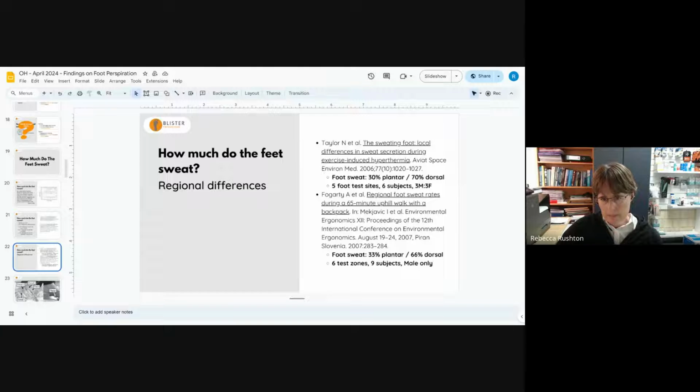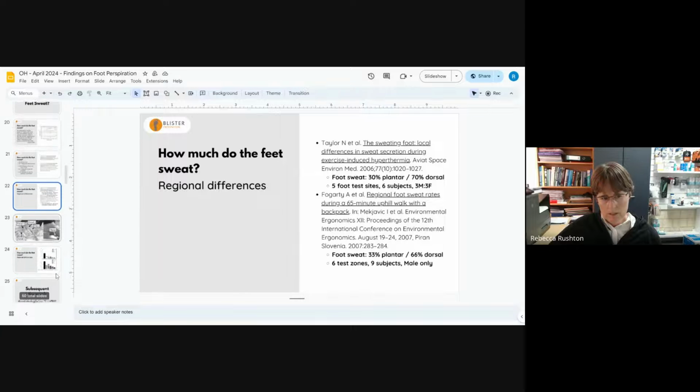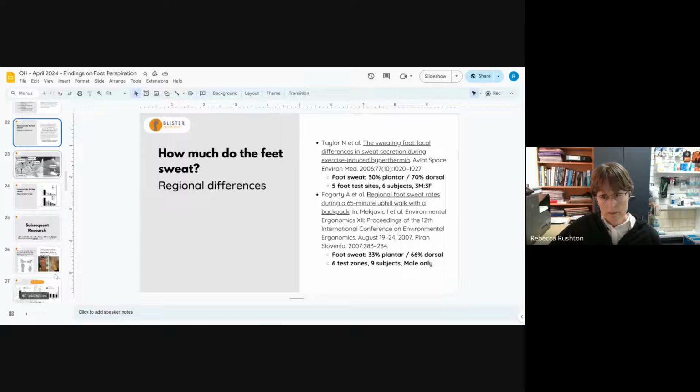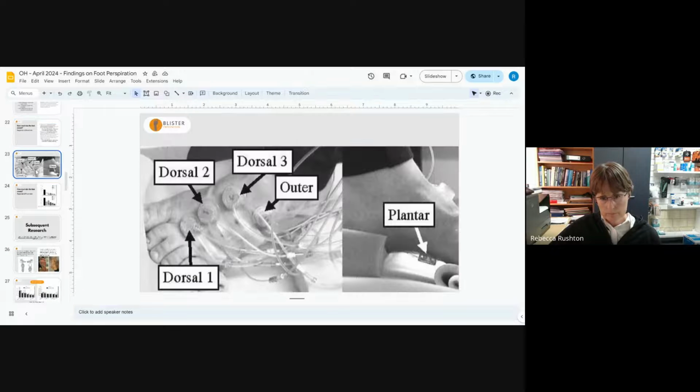Nigel Taylor's from the University of Wollongong, and him and his team have done a lot of work in this area, published a lot of data. And the Fogarty is a UK study. Let's have a look at some pictures from the Taylor study. I apologise for the images, but this is really all we've got access to.